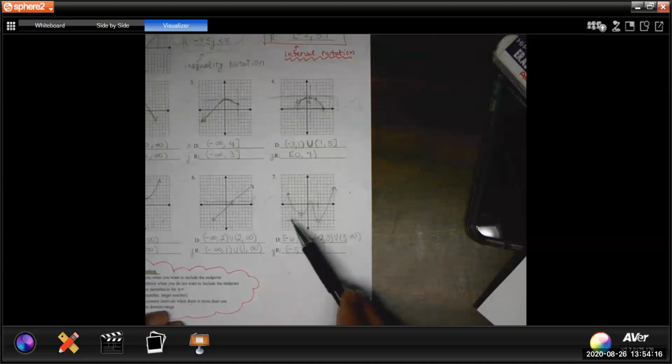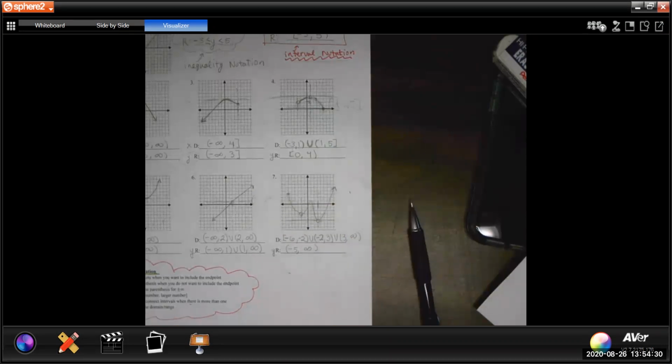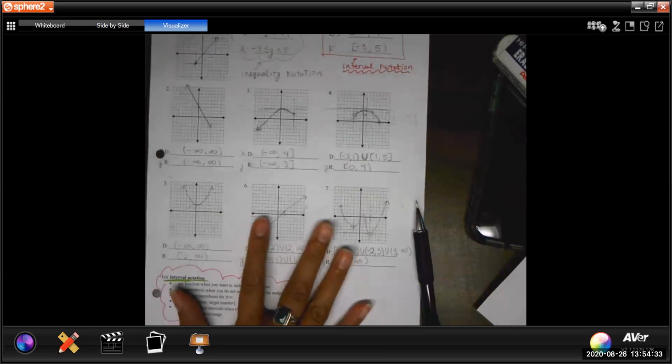Now let's take into account that open circle. Look to your right or left. Is there a graph anywhere on your right and left? There is, so that open circle does not count. So you say -5 to infinity with parentheses on both. Any questions?